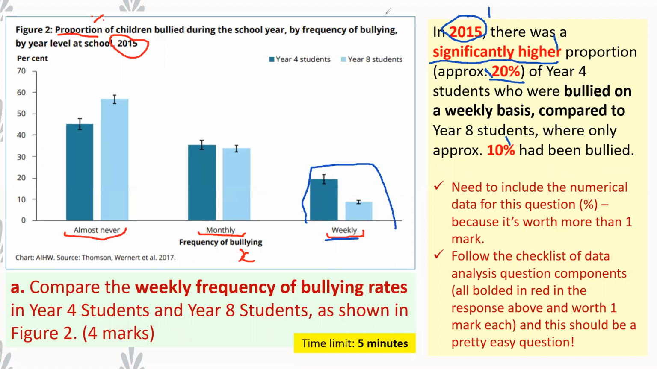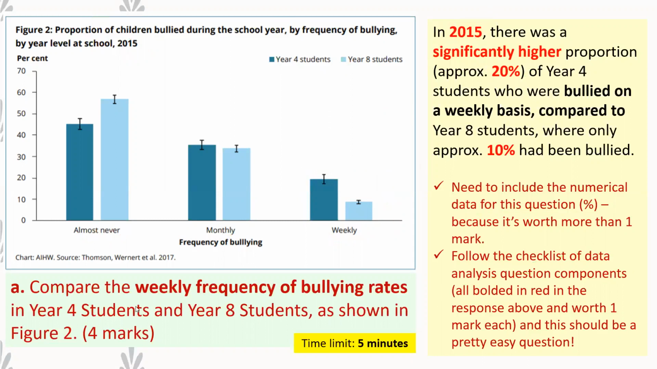Alrighty, so just a few tips here. Number 1, you must include the numerical data for this question because it is worth more than 1 mark. Remember, we said if a data analysis question is worth more than 1 mark, you always have to include the actual percentages or the actual numbers on the y-axis, whether that's percentages, or life expectancy in years, anything, any numerical data. And if you follow the checklist of data analysis question components, talking about the year, all those things that we've just discussed, you should be able to do this question quite easily. And it should be an easy 4 marks.